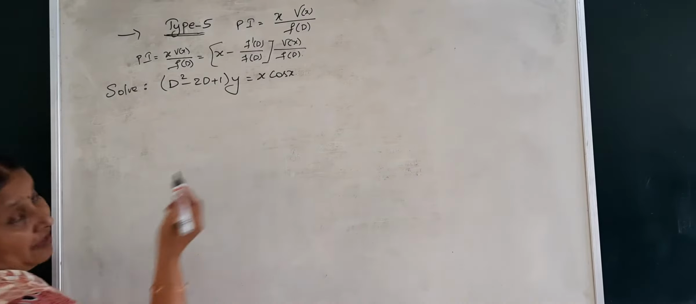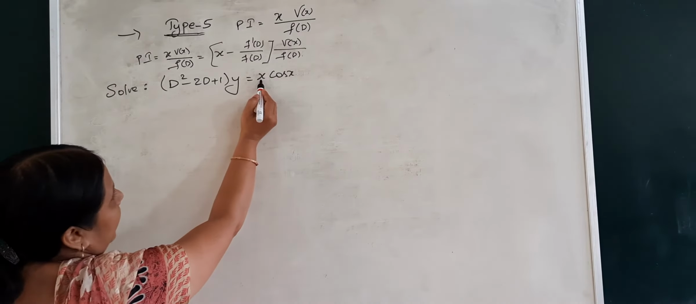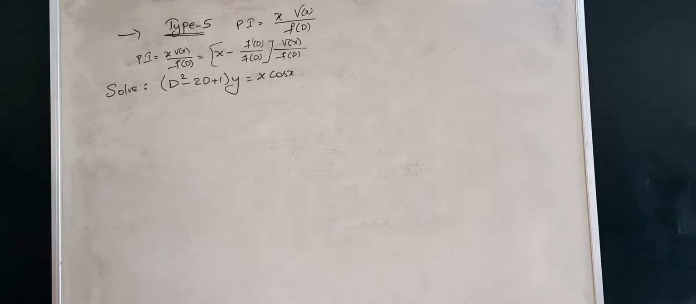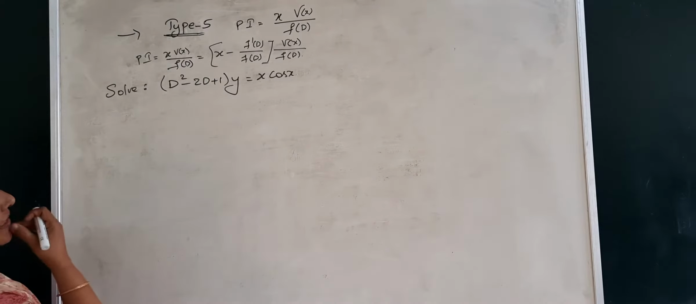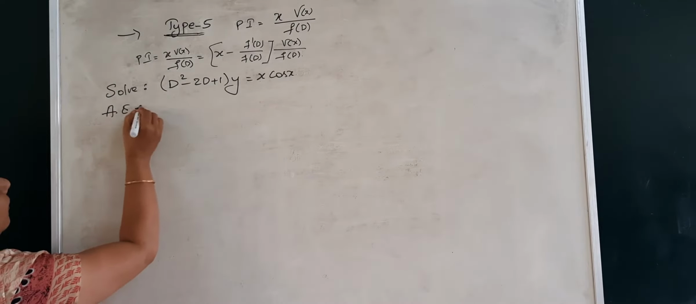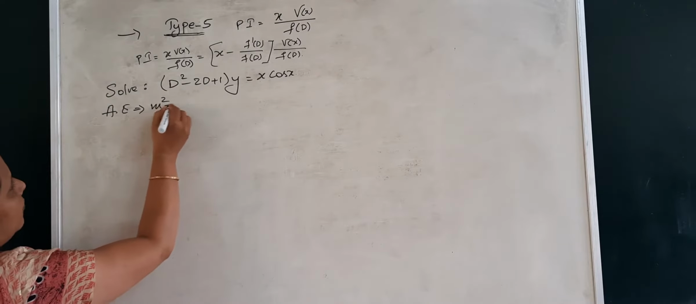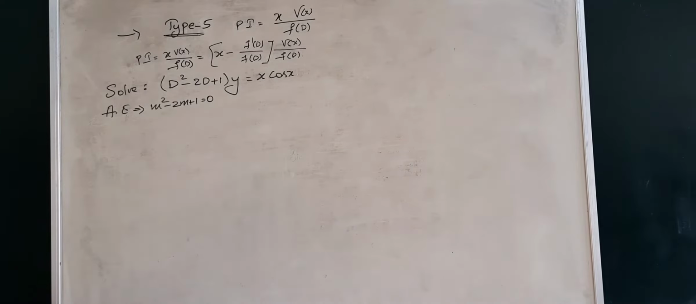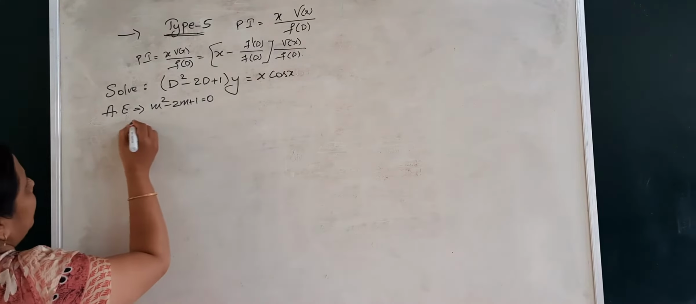Why do we apply type 5? First of all, the reason is we have x into v of x, a function of x, that too in terms of sin or cos. The first step is already done. It is in operator form, so we just go directly to the auxiliary equation given by m² − 2m + 1 = 0. Let us solve it by splitting the middle term.